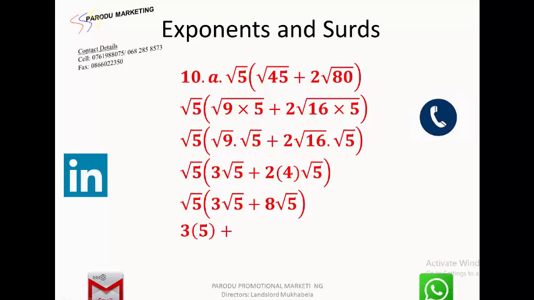So square root of 5 times square root of 5 becomes a 5. The square roots cancel out. Square root of 5 times square root of 5, again. You multiply your coefficients with coefficients. So we have an invisible 1. 1 times 3 is 3. 1 times 8 is 8. And you therefore have a final solution of 55.